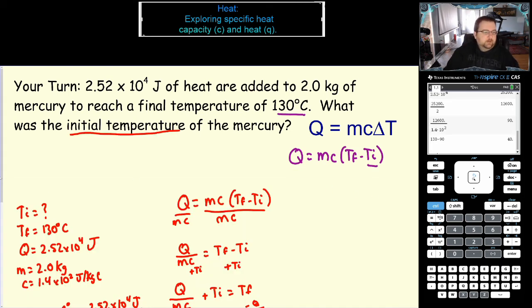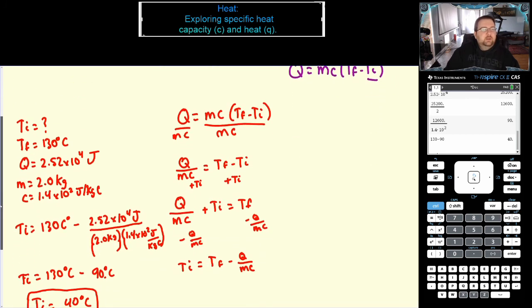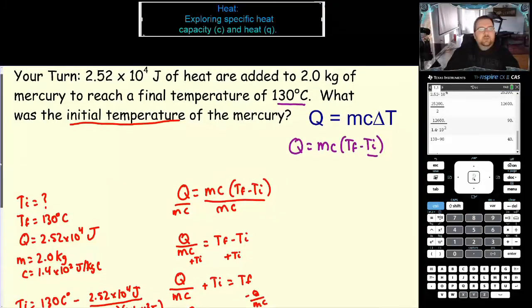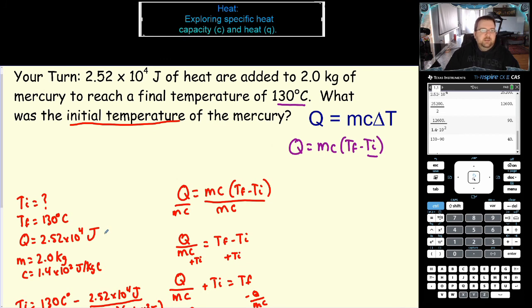Welcome back. We have the solution worked out for you here. So we know that we have a heat gain of 2.52 times 10 to the 4 joules. And you have 2 kgs, so that's your mass. We know that it's mercury, and if you look up the specific heat capacity of mercury, it's 1.4 times 10 to the 2. And the final temperature was 130. This is the information we're given, and what we're looking for is Ti.